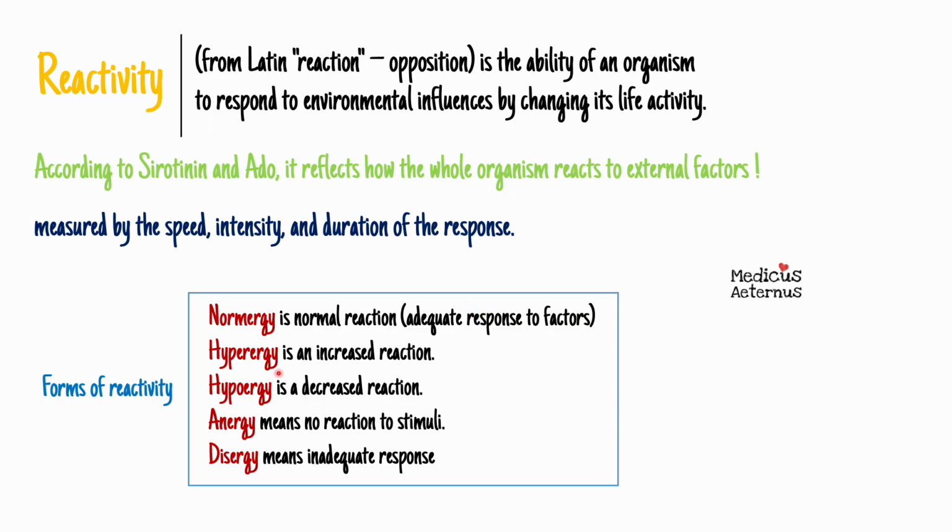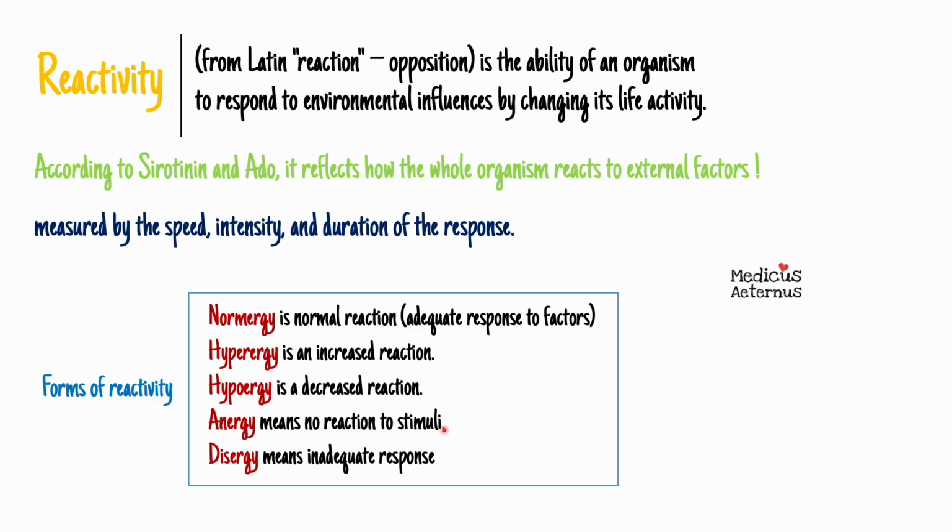Hyperergy is an increased reaction, while hypoergy is a decreased reaction. You can see this in morbidly ill people who have, for example, diabetes or other chronic diseases. When they have inflammation, their body will not respond to that inflammation properly. So they will have either hyperergy or hypoergy. Anergy means there is no reaction to the stimuli, and dysergy means there is an inadequate response.